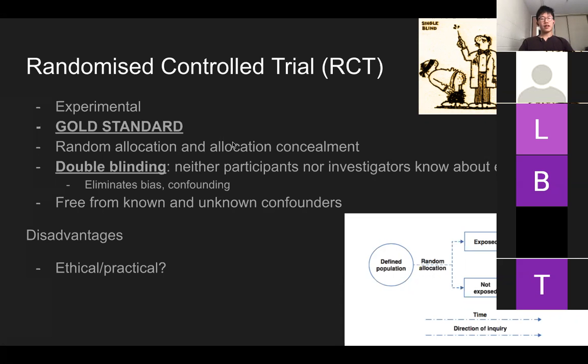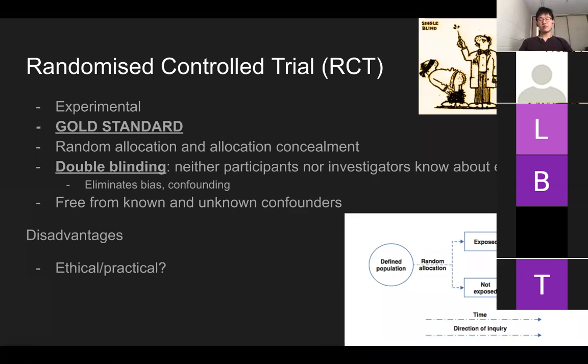It involves random allocation and allocation concealment and double blinding, so that neither participants nor investigators know about the exposure. And this eliminates any bias or confounding. It's notably free from, or should be free from, known and unknown confounders. Your notable disadvantage here is it could be unethical, or be impractical.